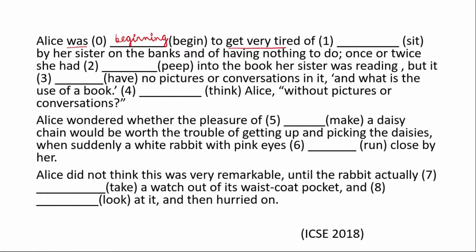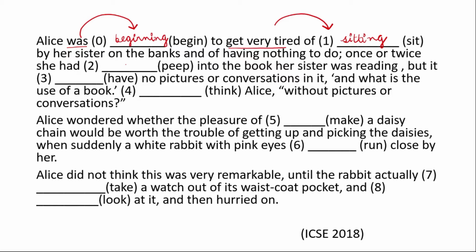Okay, so I hope you have completed until question 8. Alice was beginning to get very tired of dash by her sister. So she was what? She was sitting. Sitting is an action. Here there is already was, no? So she was beginning, past, to get very tired of sitting by her sister on the banks and of having nothing to do. Once or twice she had dash.